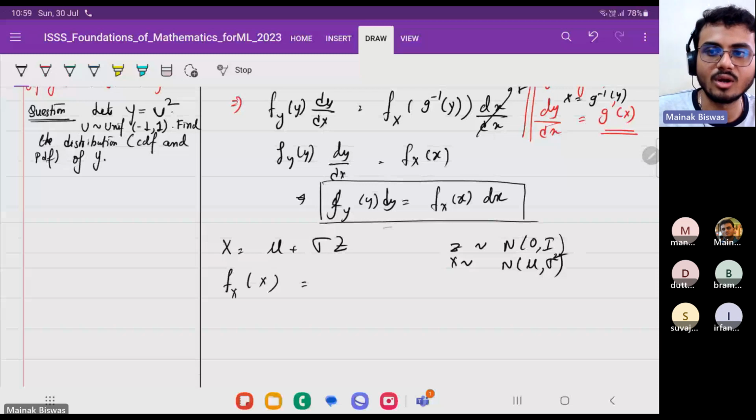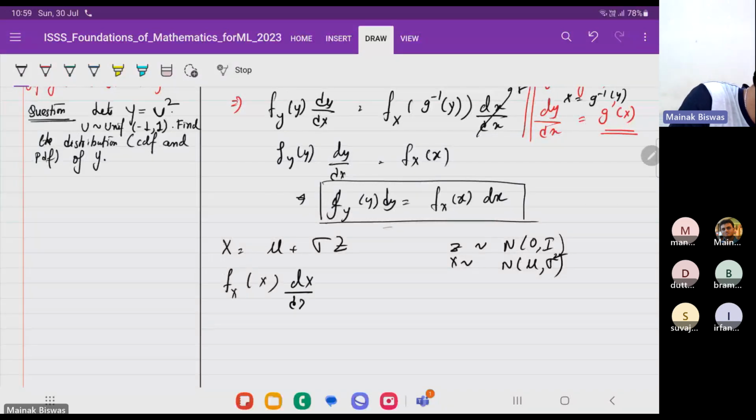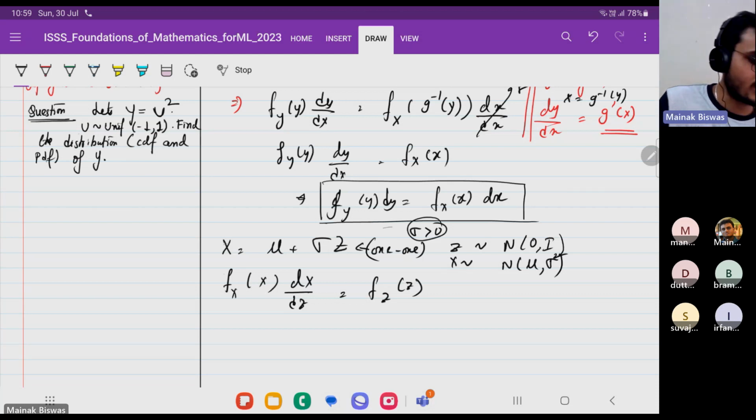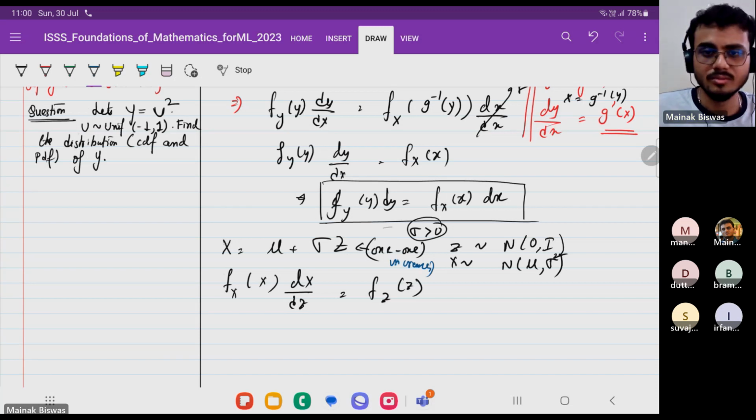What is the first step I will follow? What is the equation that we found? dx by dz will be equal to sigma. Is it 1-to-1 or not? It is 1-1 and increasing for sigma greater than 0, which is the standard deviation, always greater than 0. It's a 1-1 increasing function, so we can use the above rules.